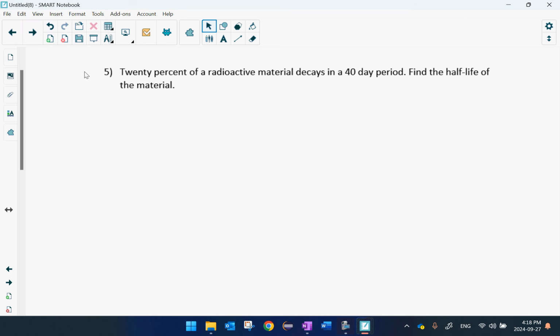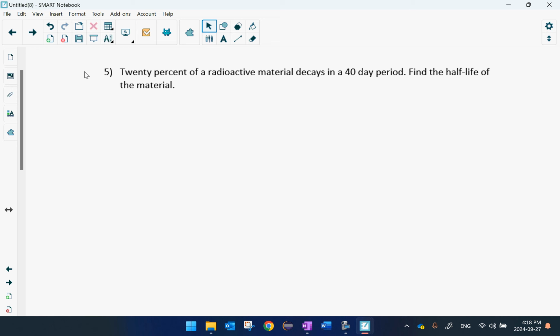Okay, one thing we've talked about already in this course is half-life. So in this question, we have 20% of a radioactive material decays in a 40-day period. Find the half-life of the material. So we're given kind of a data point that in 40 days, 20% of a material decays. We need to find the half-life in this case.